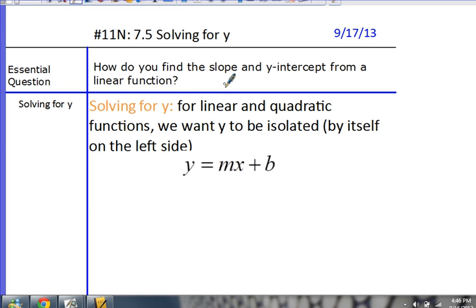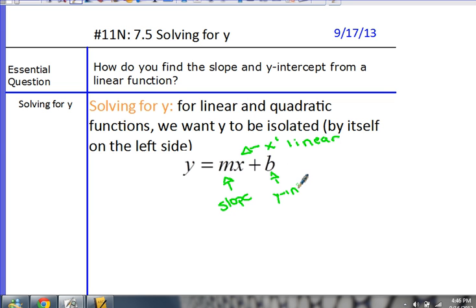Alright, so solving for y. For linear and quadratic functions, we want the y to be isolated, or by itself, on the left side. This is only for a linear function. We know this is a linear function because x is to the first power. We talked about this briefly in the last chapter. So when x is to the first power and y is by itself, we already know the slope and we know the y-intercept.